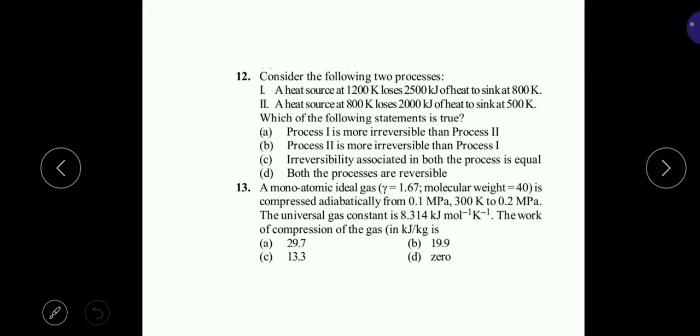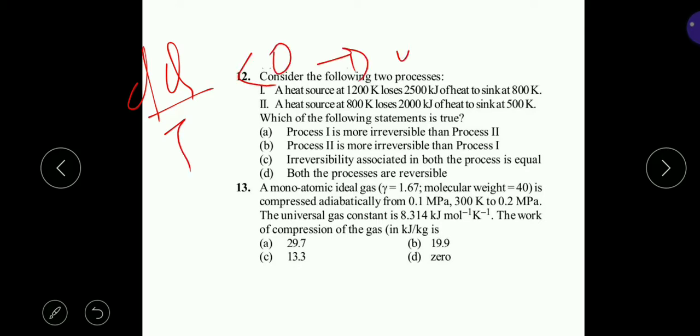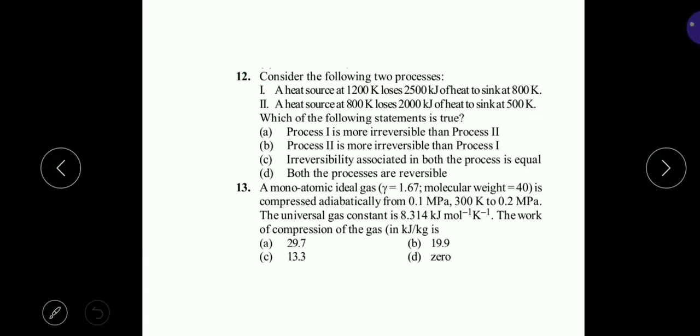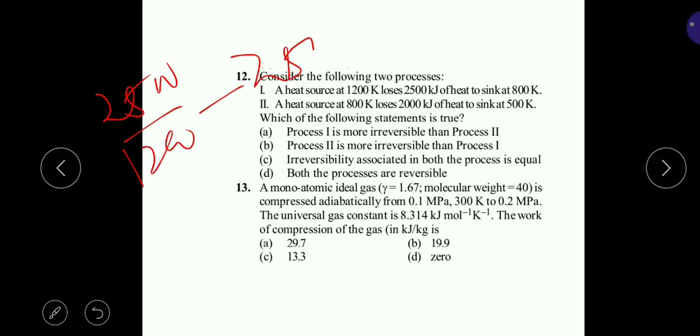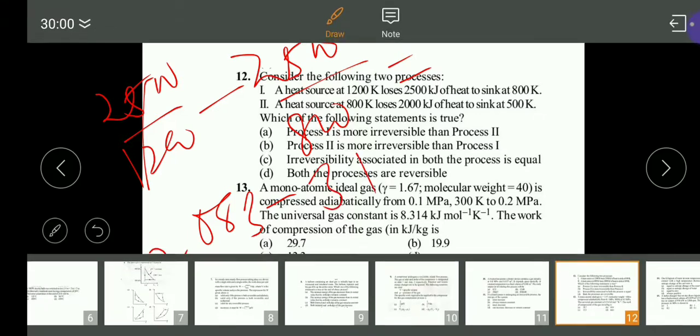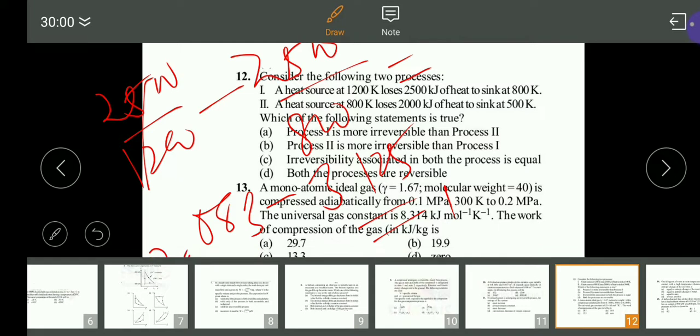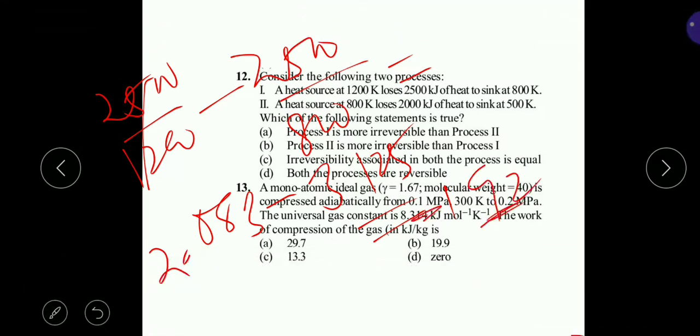From the classical statement, we know that if the integral of dQ by T is less than 0, then this is an irreversible process. So we need to calculate dQ by T. First one is your Q1, that is 2500 by 1200 minus 2500 by 800. You can calculate this value: 2.083 minus 3.125, that will be equal to minus 1.92 something.